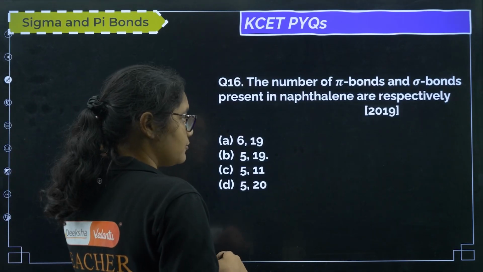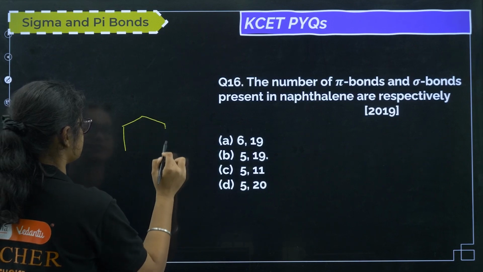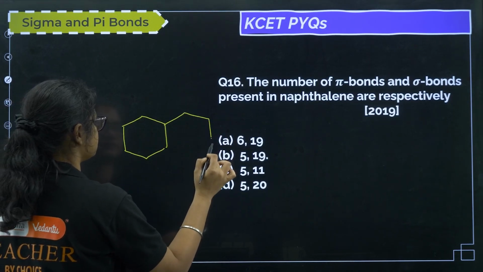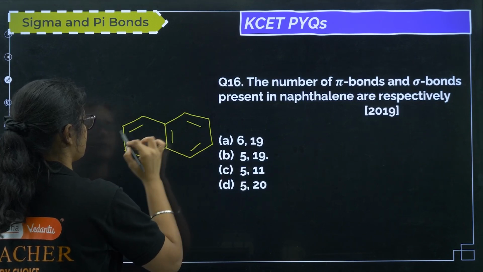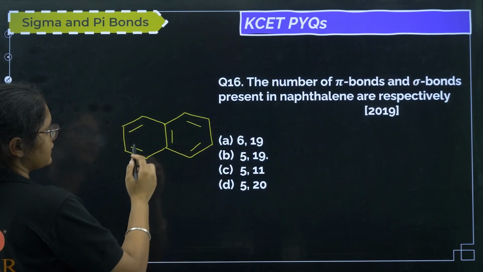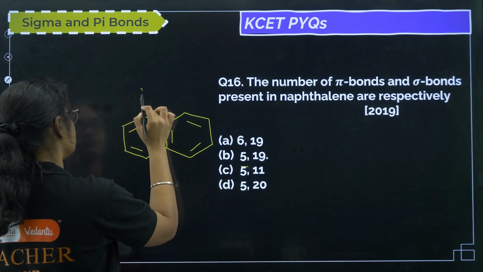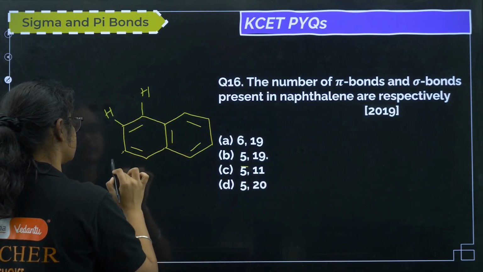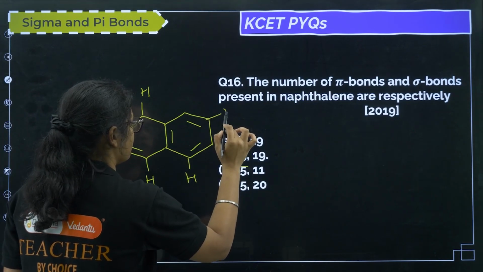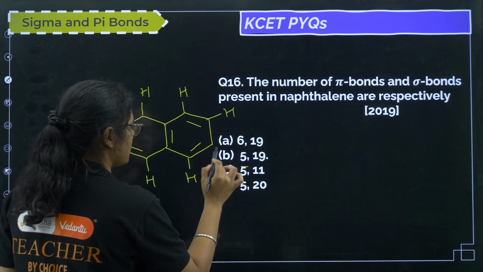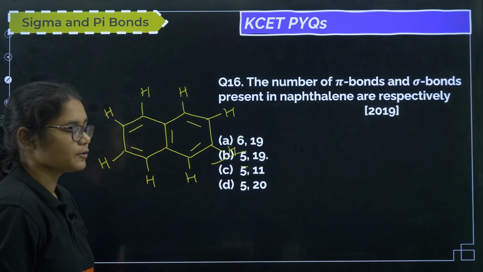Next, the number of pi bonds and sigma bonds present in naphthalene are respectively. So if I draw the structure of naphthalene, it is like this. Now if I see, there are a total of 5 pi bonds, right? So 5 pi bonds, and for the sigma bonds, I can draw the bond structures here. Now you can count, you will get 19, so option number B here.